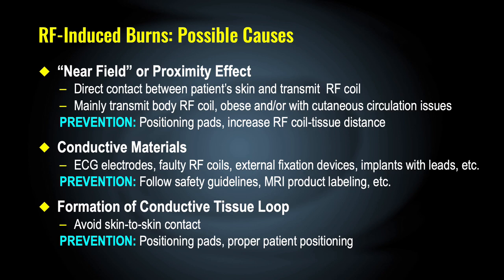The final factor responsible for RF-induced burns is the formation of conductive tissue loops that tend to occur at skin-to-skin contact points or in patients with unusual anatomical features. These burns commonly appear as focal tissue injuries. Conductive loop burns, which rarely occur, are prevented by avoiding areas of skin-to-skin contact, especially in the patient's extremities, by careful positioning and by ensuring that padding is used appropriately. Special attention should be given to padding obese patients that have skin folds in abdominal or other areas.